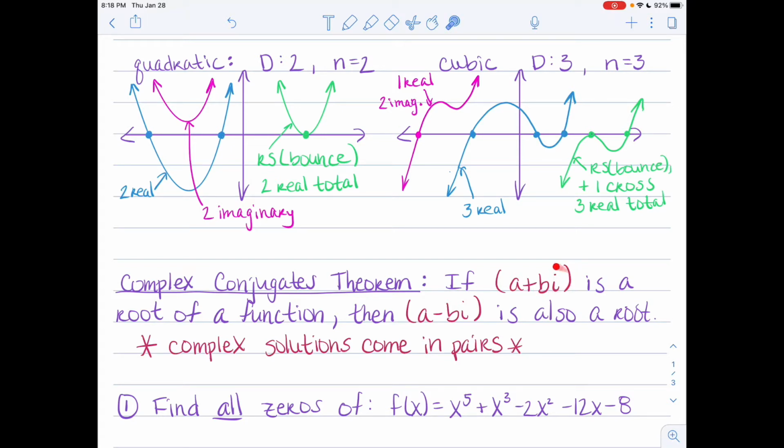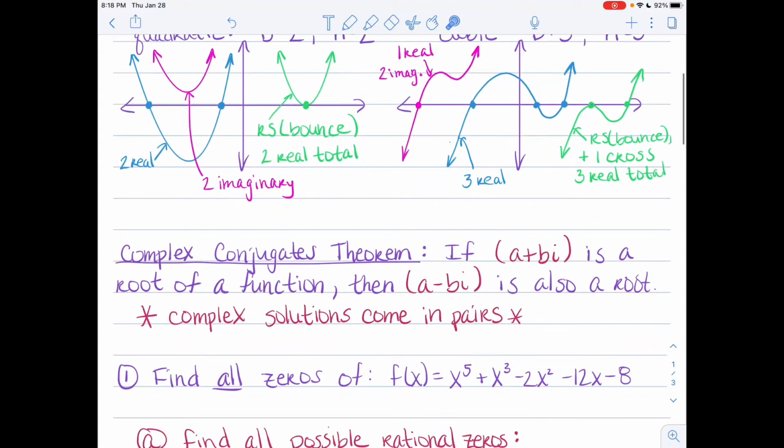So if a plus bi, an imaginary number, is a root of a function, then a minus bi, which is the complex conjugate of it, also has to be a root. Remember that conjugates means that one has a positive and one has a negative. So very similarly to our irrational solutions, complex solutions, ones that contain imaginary numbers, also come in pairs. So you will never have a single imaginary solution to a polynomial.